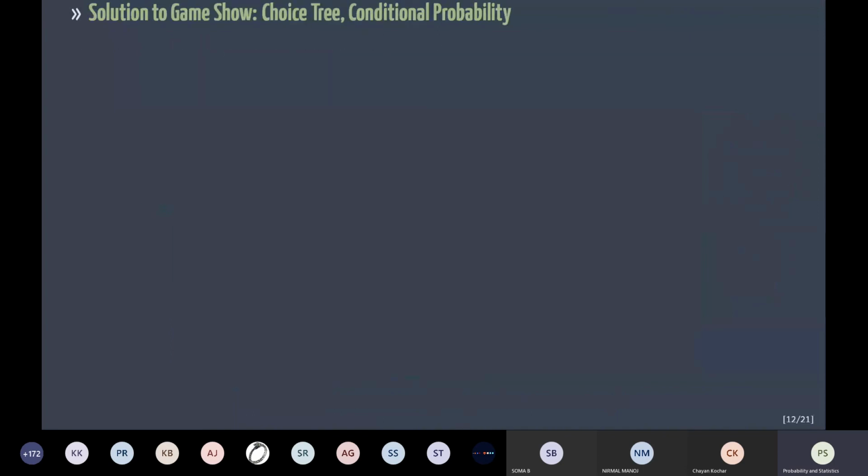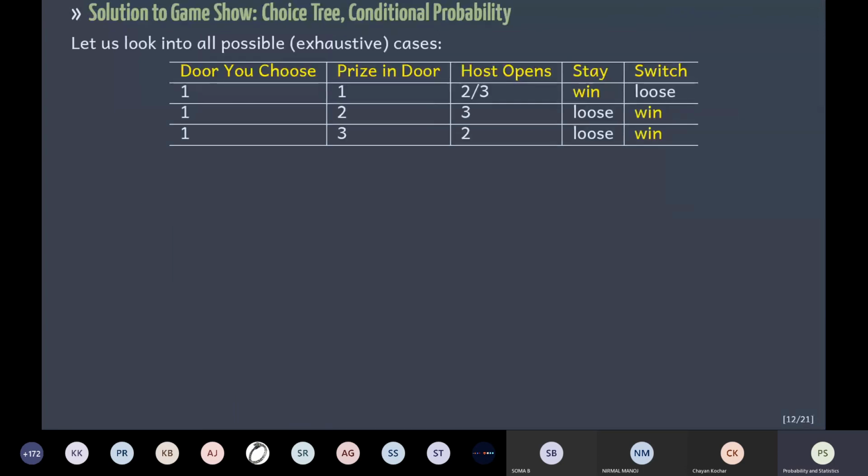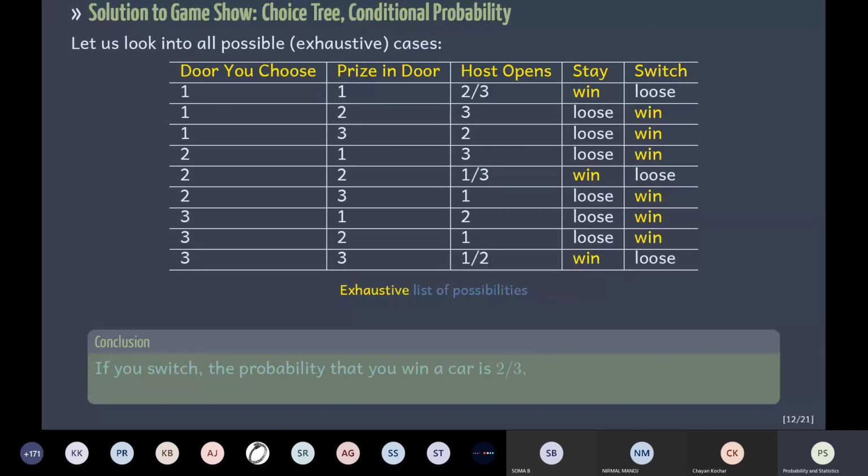And as an additional thing, I can also say that you can make it tabular. Okay. So for today, we can stop here. Like you could have also made this a tabular form. It's similar to the graphical case. So let us say case one is the door you choose, the prize is in the door, the host will open either 2 or 3, because 2 and 3 have the goat. What do you get out of that? So if you stay, then you win. If you switch, then you lose.